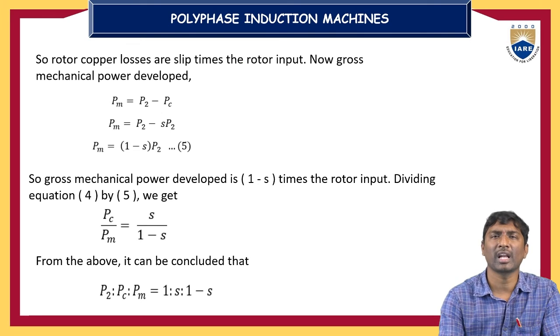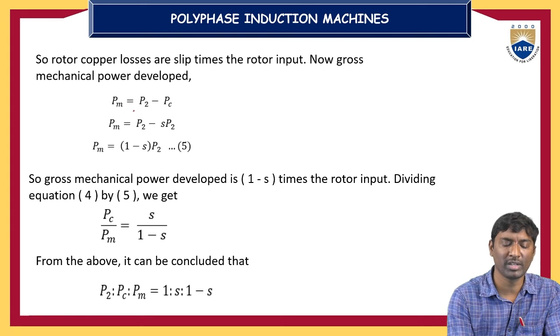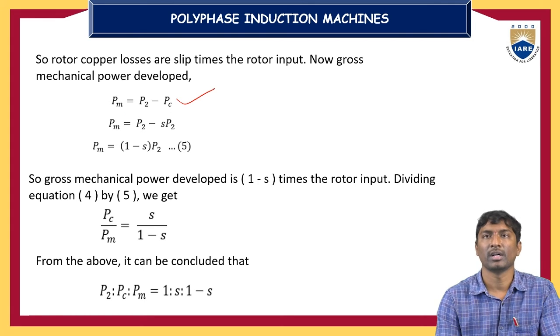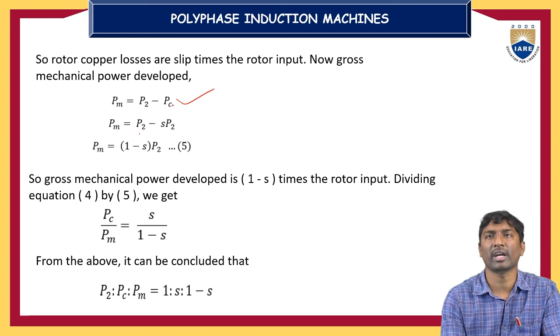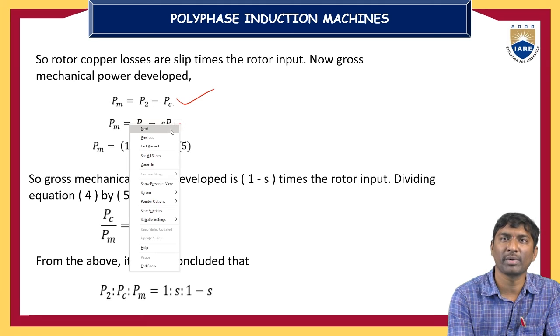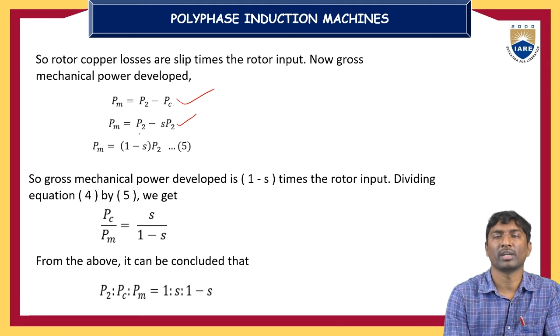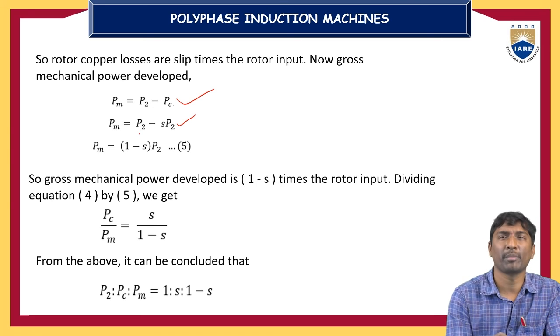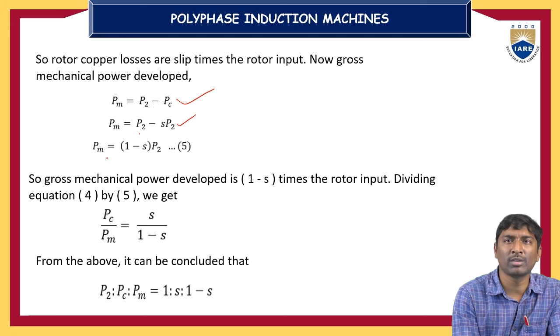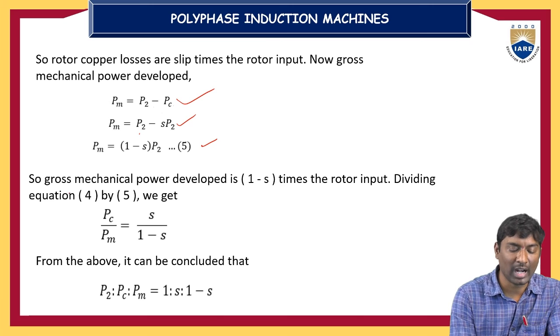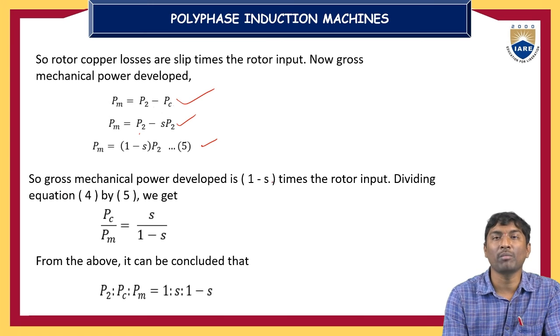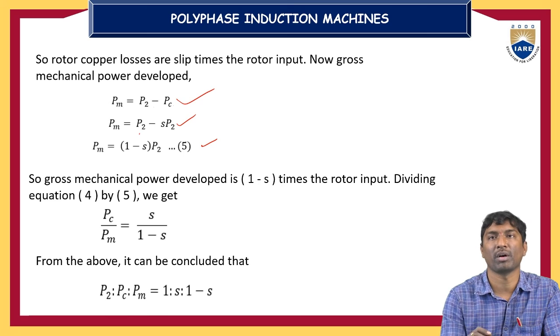Now the gross mechanical power developed, Pm, is equal to P2 minus Pc. Here Pc is equal to S times P2, because the rotor copper losses are slip times the rotor input power. Then Pm is equal to, taking P2 as common, (1 minus S) times P2. This is the fifth equation. So the gross mechanical power developed is (1 minus S) times the rotor input power.